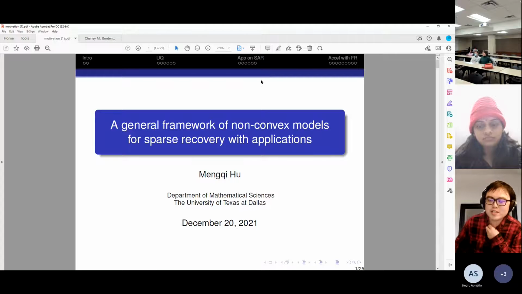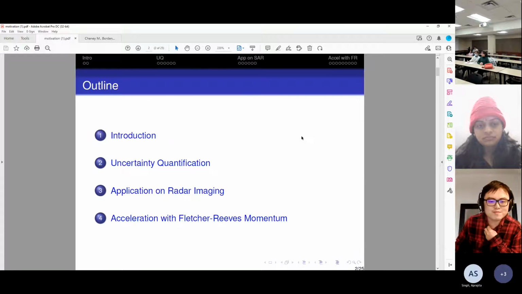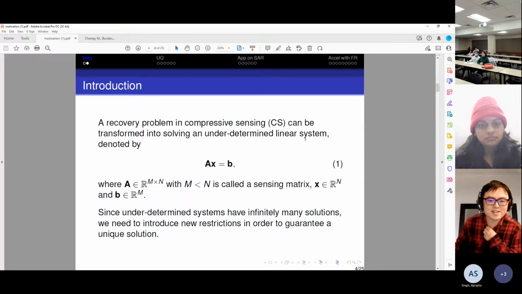So the focus of my research is based on sparse recovery. It is a problem that is formulated like this. You see this everywhere. It is Ax equals b. It's basically a linear system. The property of the system I am interested in is that x has a relatively small number of non-zero elements.